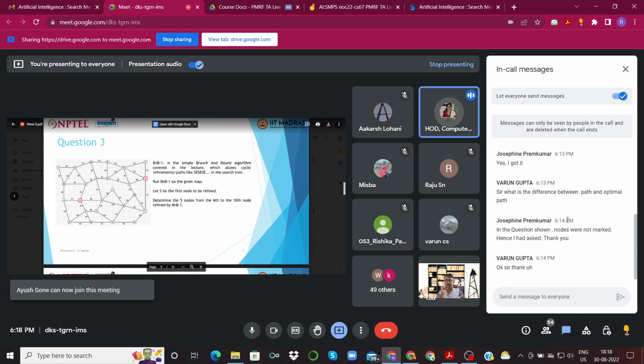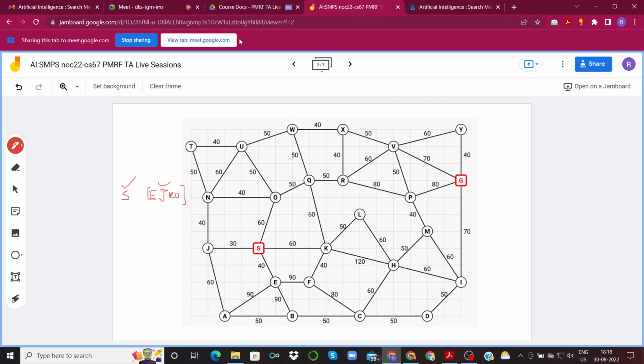I'm not clear about the last point. Determine the 5 nodes from 6th to 10th node. Yeah, so I'll just elaborate on that. When we construct the search tree for the BNB method, a number of nodes will be refined in a particular sequence, right? So the question asks us not to list the first 5 nodes that will be refined, just the 6th to 10th nodes. Okay, got it. Fine.